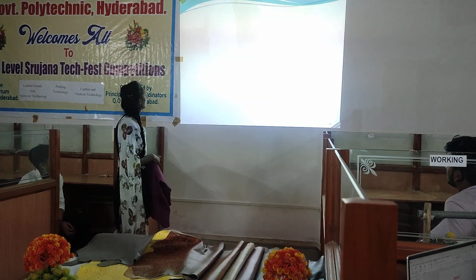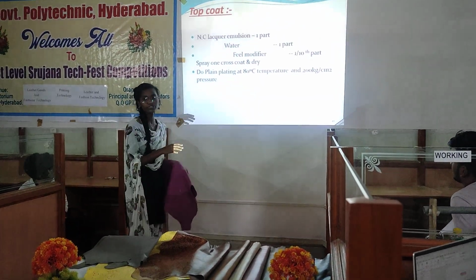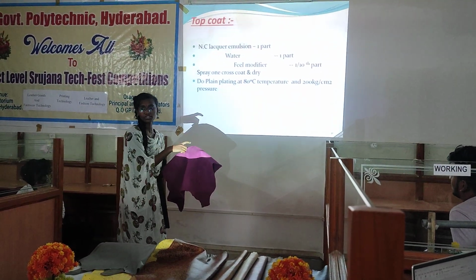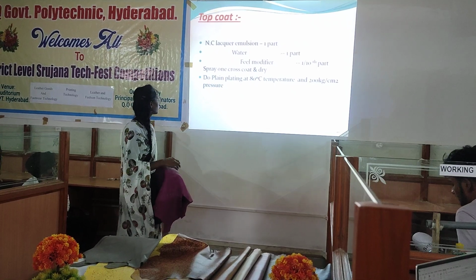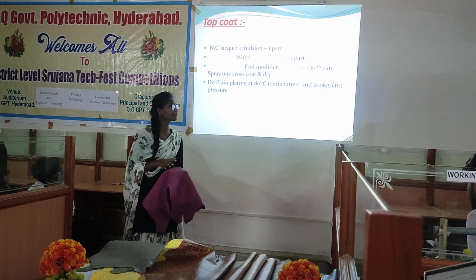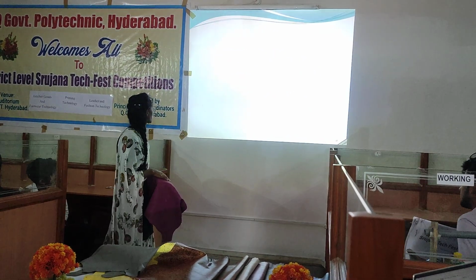Top coat. We'll use NC lacquer emulsion, water, filter, modifier in the top coat and spray in the cross coat direction, and we have to dry the leather. And then we have to do plain plating at 80 degrees temperature with 200 kg per centimeter square pressure.